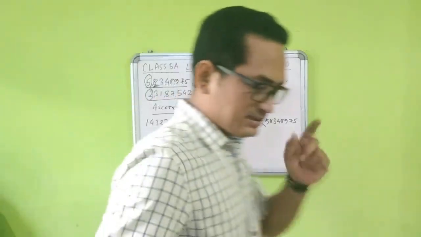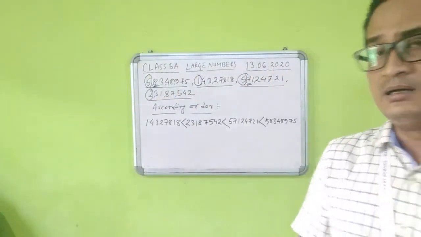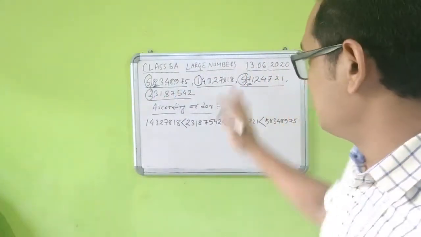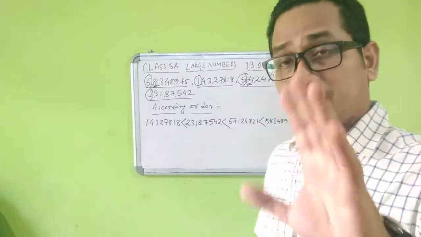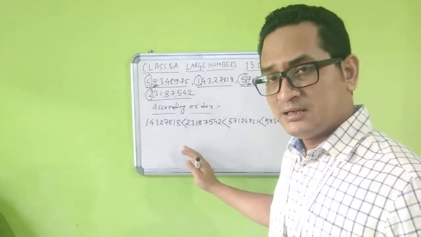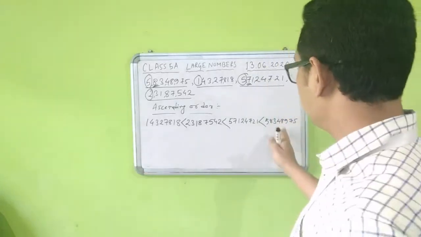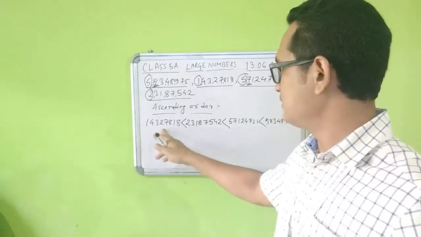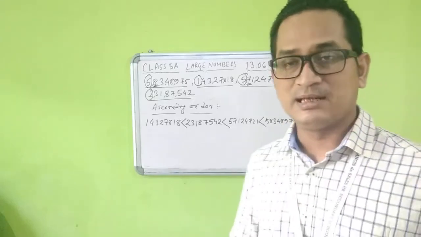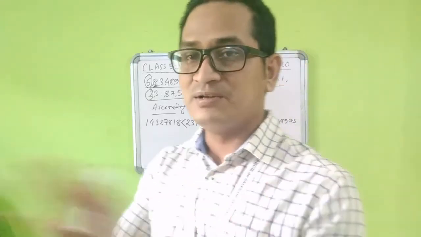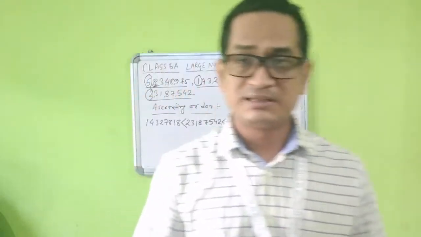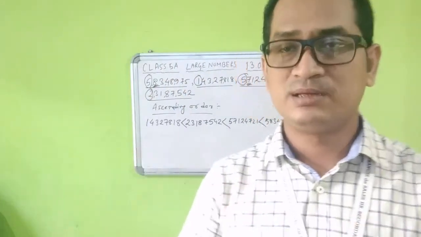So students, this is the exact ascending order of the 4 numbers. Fine. Now how to arrange them in descending order? It's very easy, students. You just reverse the order. That means this will come here and the first one will come at the last. That is, descending order is actually the reverse of the ascending order, or you can say ascending order is the reverse of the descending order.